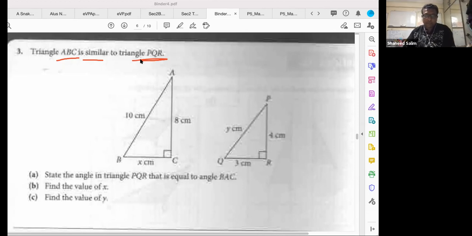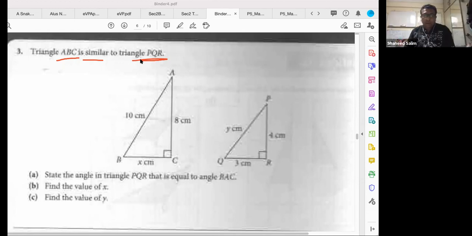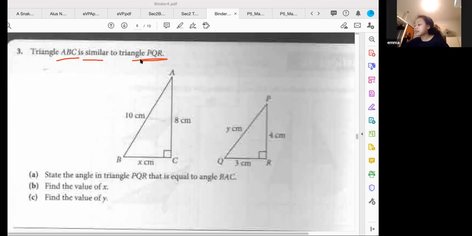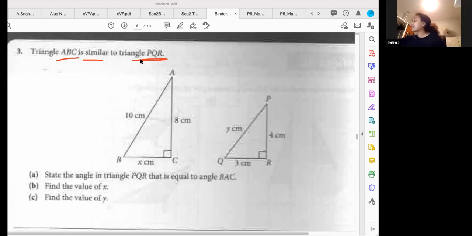Value of X? 3 cm. Okay. Value of Y? Hey, are you sure 3 cm cannot be 3? Not congruent, no? It's not congruent. This is similar. What's the ratio? 8 and 4. Wait, I know the one.